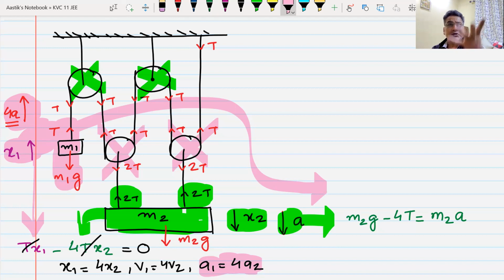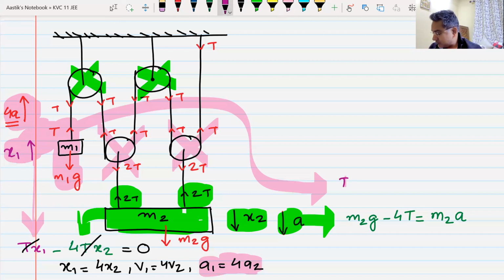Open your eyes. Look at the diagram. Look at what I've highlighted. Try again. T minus M1G equals M1 times 4A. That is correct. It is moving upwards.